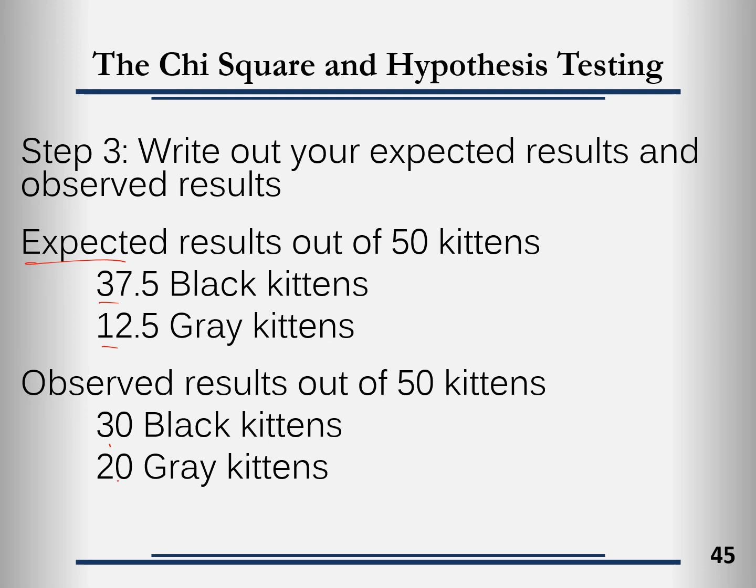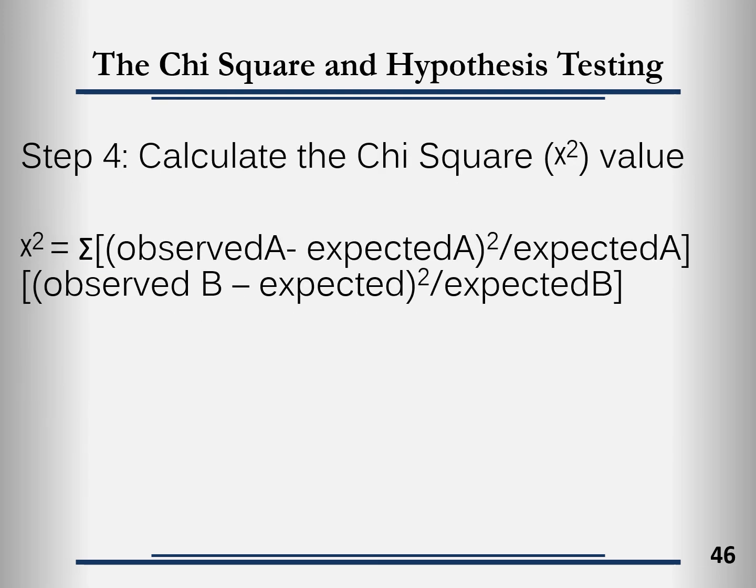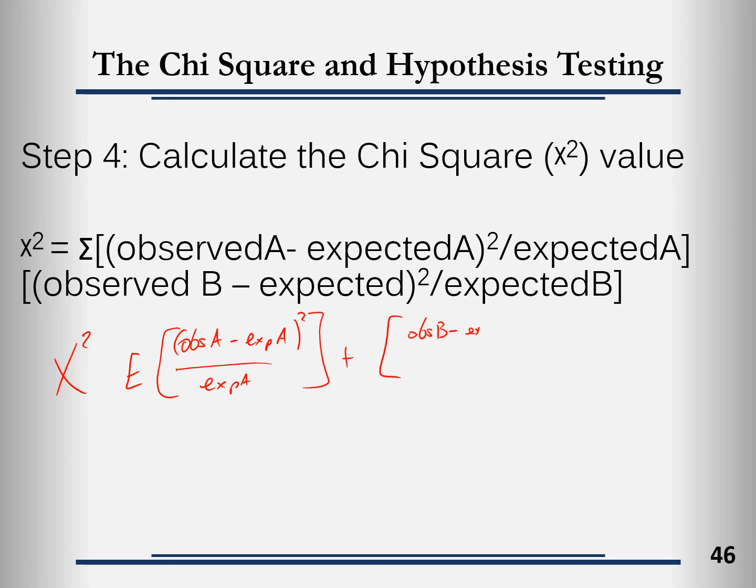So we need to use a chi-square to figure out how different 37 and 12 are compared to 30 and 20. To do this, use the chi-square formula. I know it looks weird written like that, but you take the sum of the observed of A minus the expected of A, squared, divided by the expected of A, and you add that to the observed of B minus the expected of B, squared, divided by the expected of B.